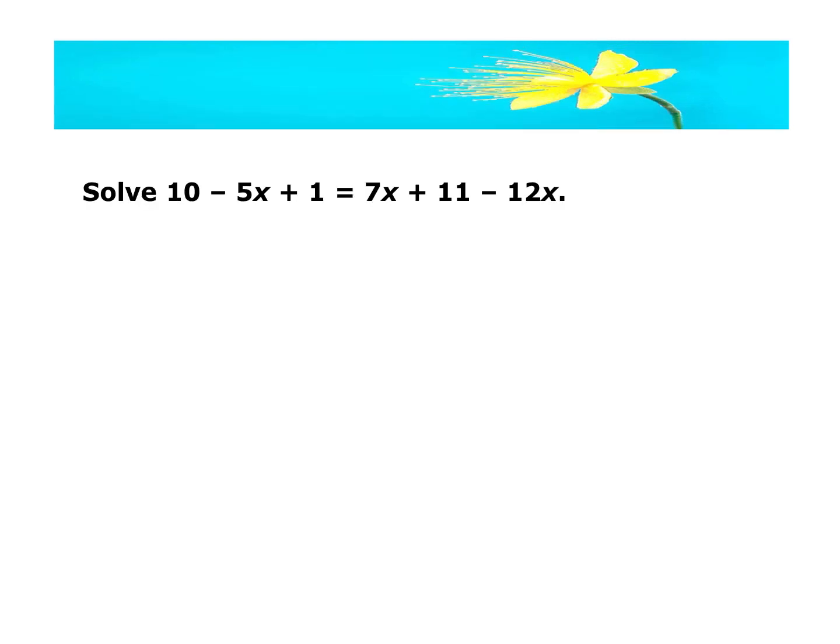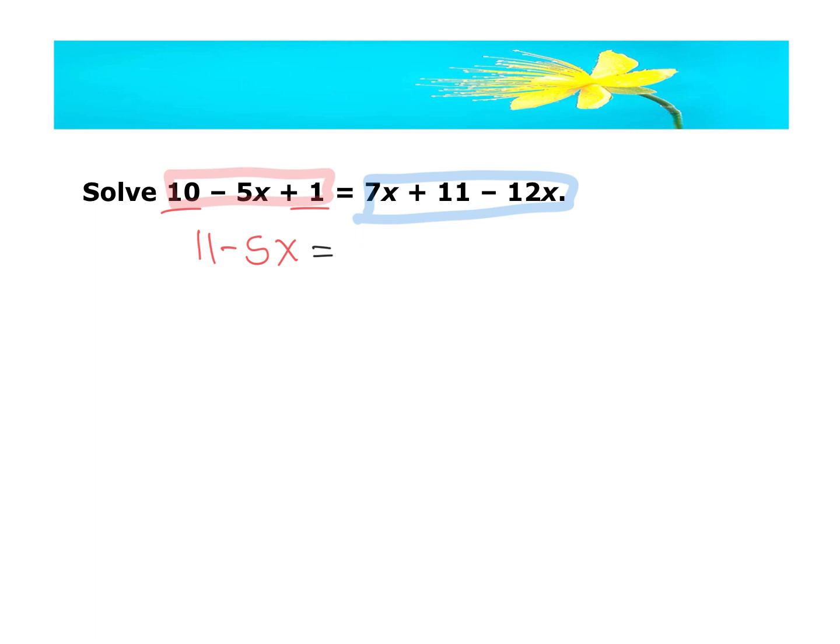I'm going to, again, just work on each separate side as its own entity until I'm unable to do anything else. So for the red side, we have 10 minus 5x plus 1. The only thing I can do there is combine the 10 and the 1. So I'm going to get 11 minus 5x is equal. And that's all I can do on the left side. So I'm going to go ahead and do the blue.